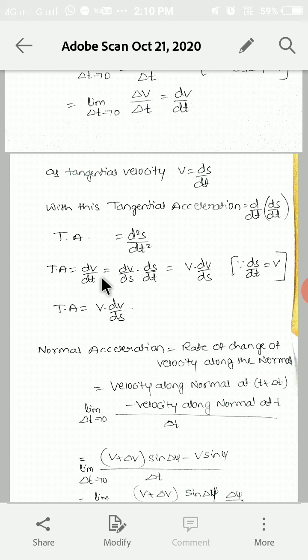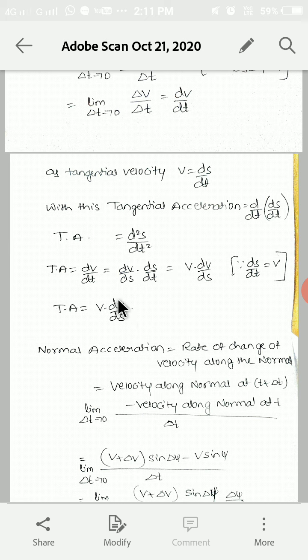Next, another form: tangential acceleration is equal to dv by dt. Now this dv by dt can be written as dv by ds into ds by dt, because v is a function of s. The ds cancels, and it again becomes dv by dt. Now ds by dt is nothing but the velocity v, and dv by ds stays as it is. Therefore, tangential acceleration is equal to v into dv by ds.